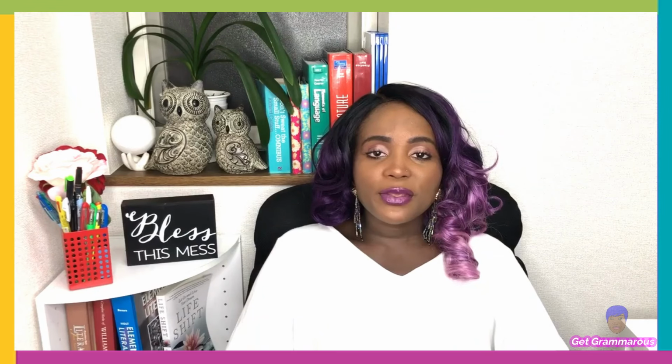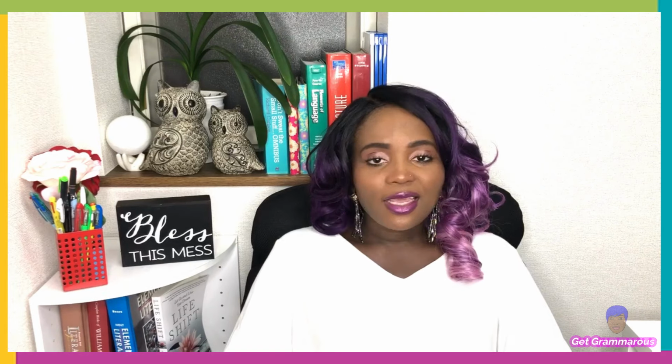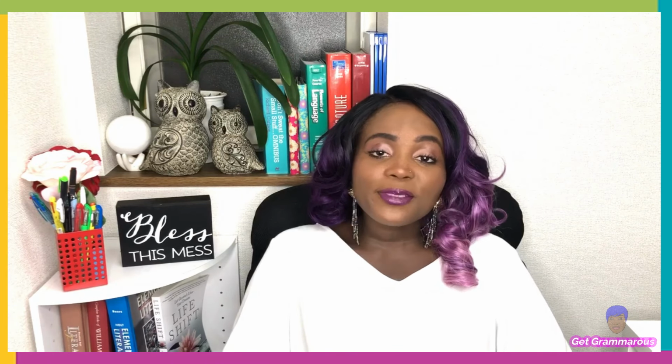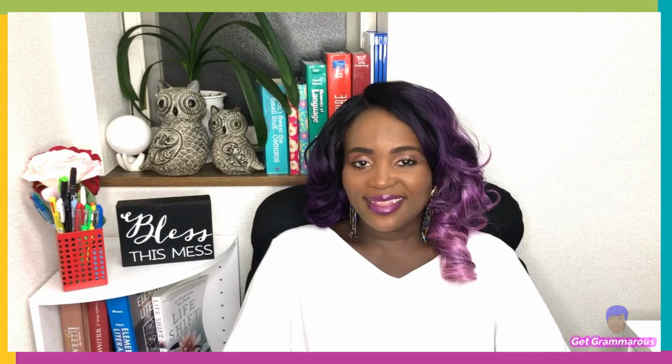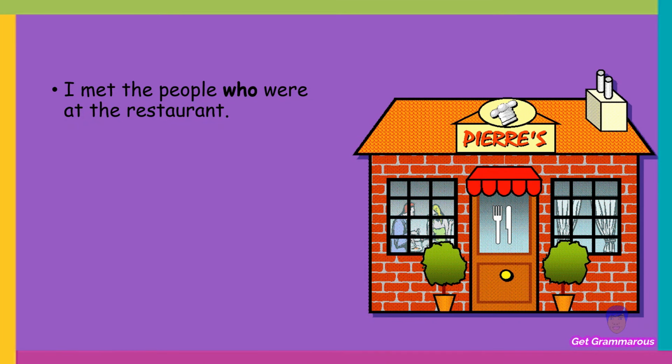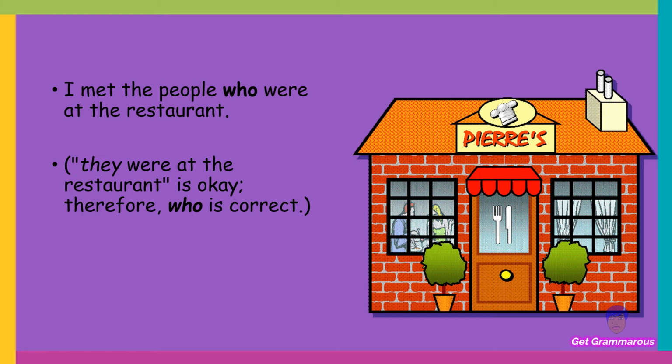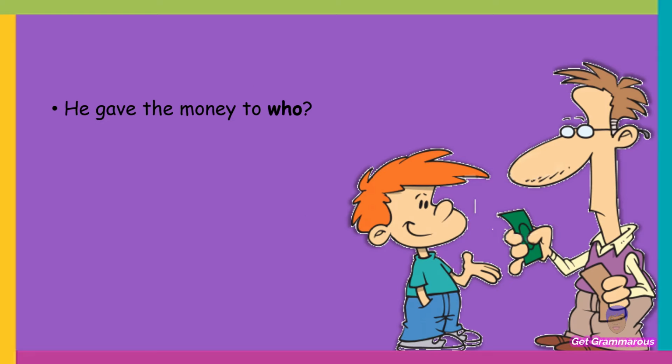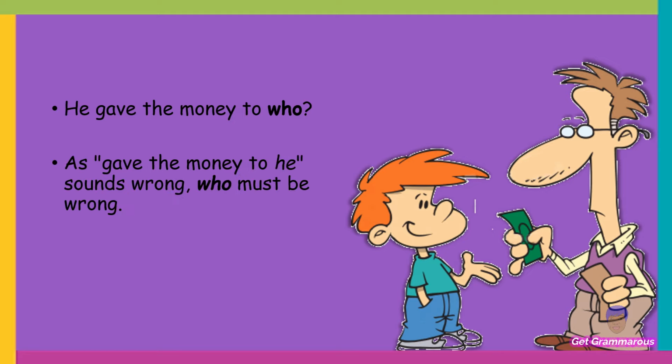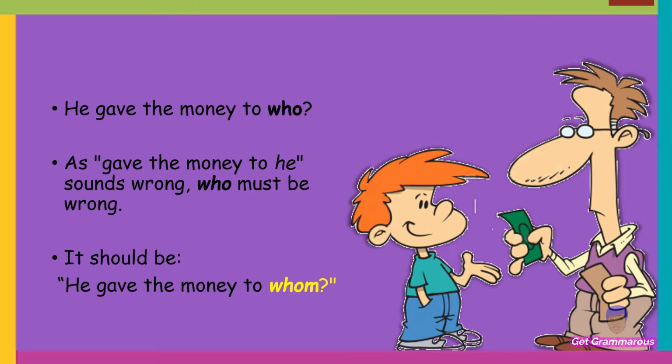This trick can be used with plurals too. In such an instance, just substitute who with the word they. I met the people who were at the restaurant. They were at the restaurant is okay. Therefore, who is correct. Another example. He gave the money to who? As he gave the money to he sounds wrong, who must be wrong. It should be he gave the money to whom?